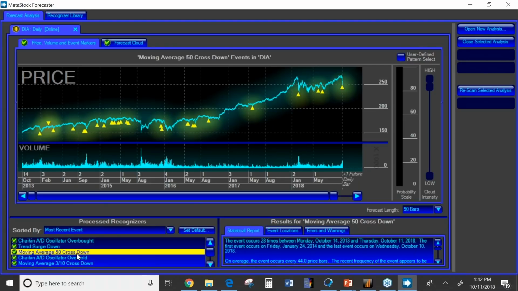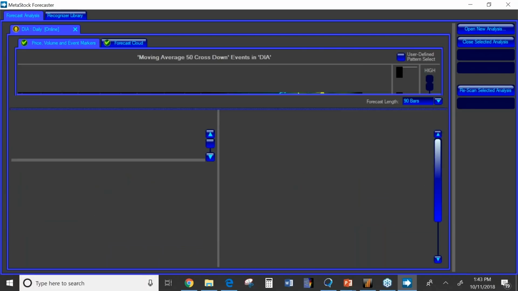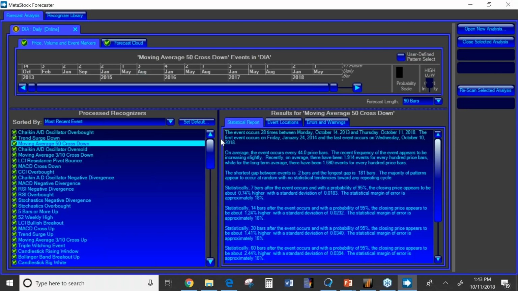To give you an idea of what those statistics look like, I'm going to draw your attention to this window that says statistical report. I'm going to move this up again, and show you what the statistics look like. Here it's saying the event occurs 28 times between 2013 and 2018. So it's got 28 recognizers for when the price closed down below its moving average. On average, this event occurs every 44 days. The frequency appears to be increasing slightly.